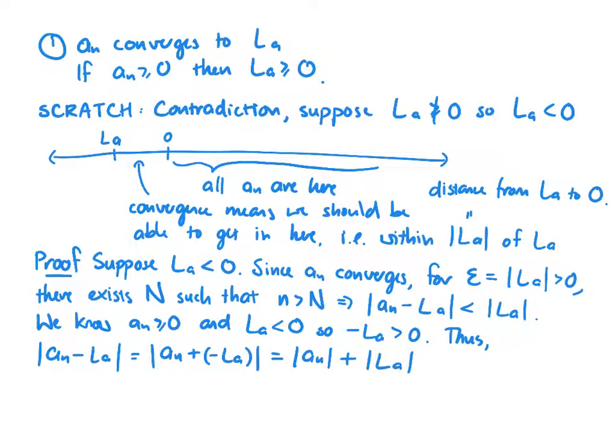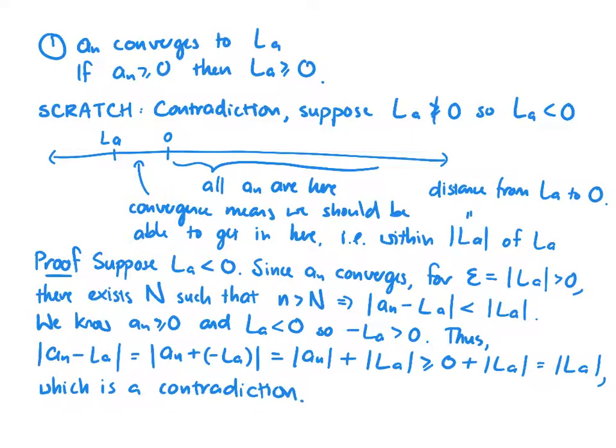A sub n is greater than or equal to 0, so this is greater than or equal to 0 plus the absolute value of L sub A. And there we have our contradiction. A sub n minus L sub A in absolute value has to be less than the absolute value of L sub A, but then it also has to be greater than or equal to the absolute value of L sub A, which is a contradiction. Okay, so therefore it has to be that the limit of the sequence A sub n is non-negative.